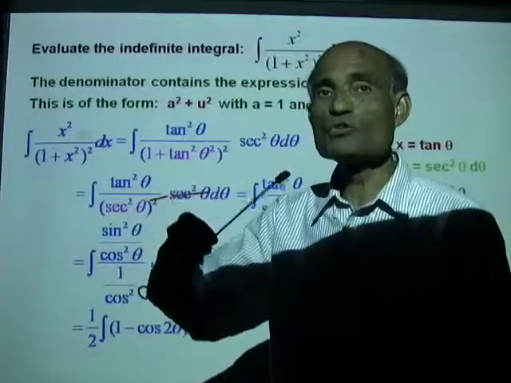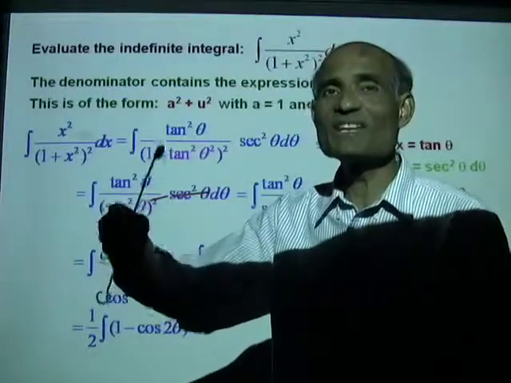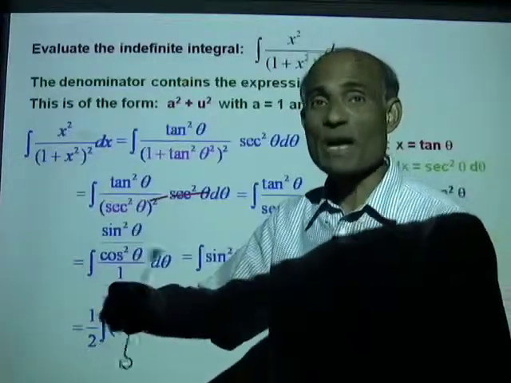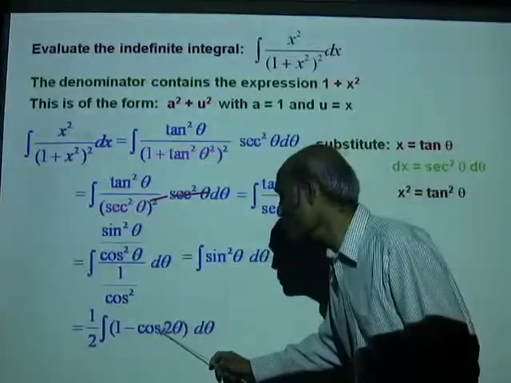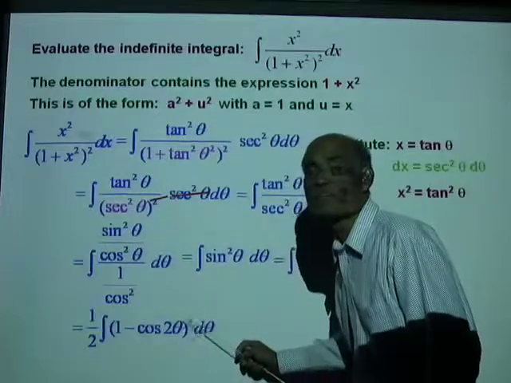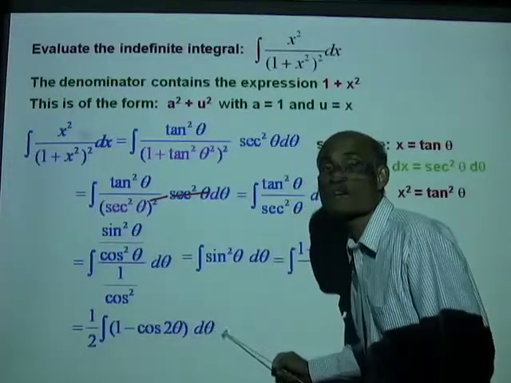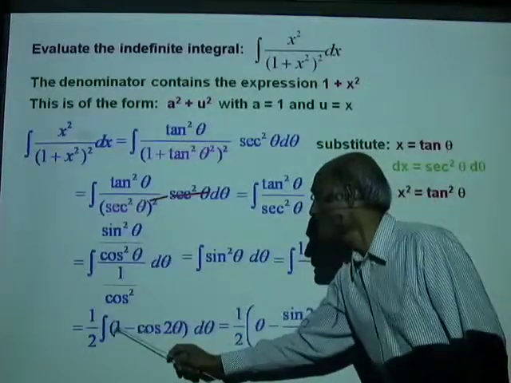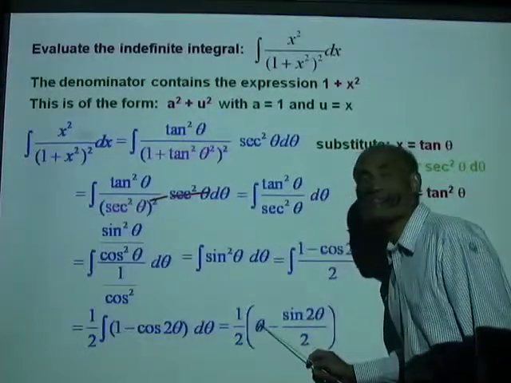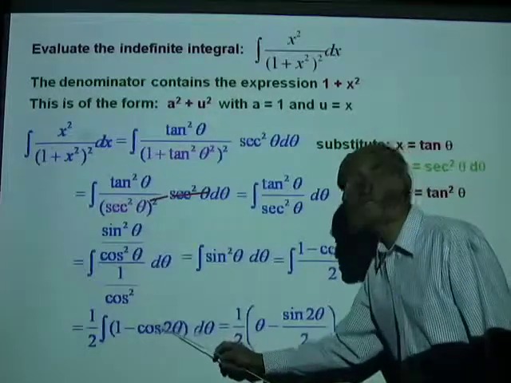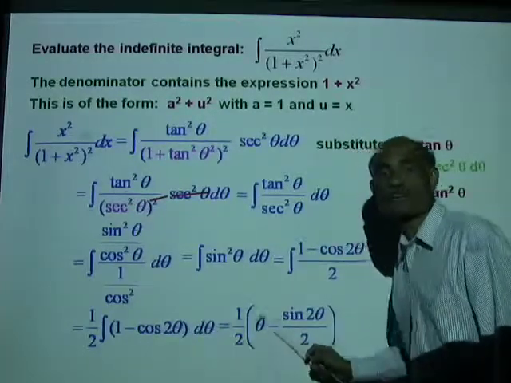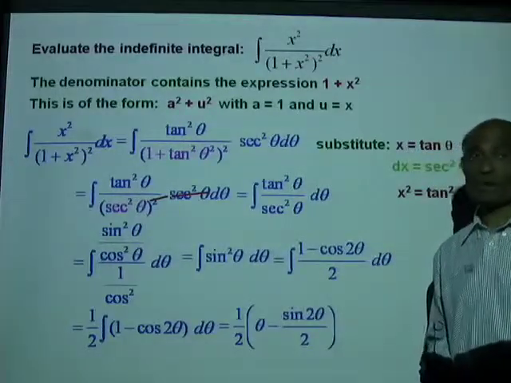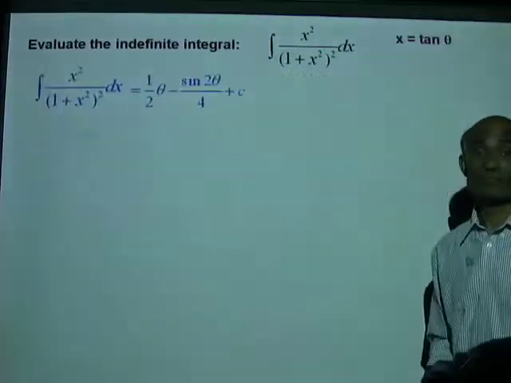Integral of cos a theta d theta is sine of a theta divided by a. So integral of cos 2 theta d theta is sine of 2 theta divided by 2. So that will be 1/2 integral 1 d theta, which is theta, minus integral cos 2 theta d theta, which is sine of 2 theta divided by 2. Well, are we finished? No.